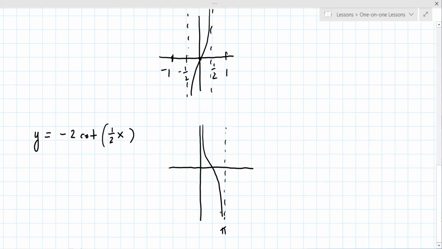All right, I've not drawn it great, but it's very similar to tangent, just moved around a little bit. The period here is pi over b. B is 1/2, which gives a period of 2 pi.